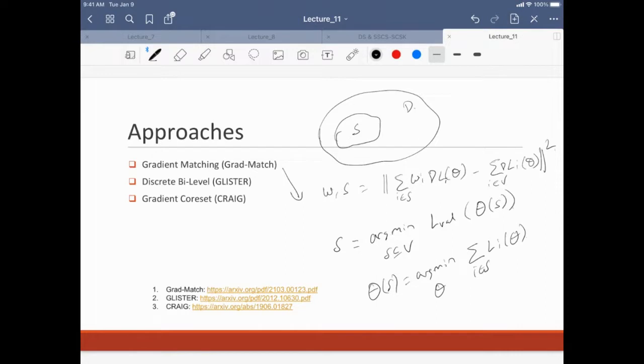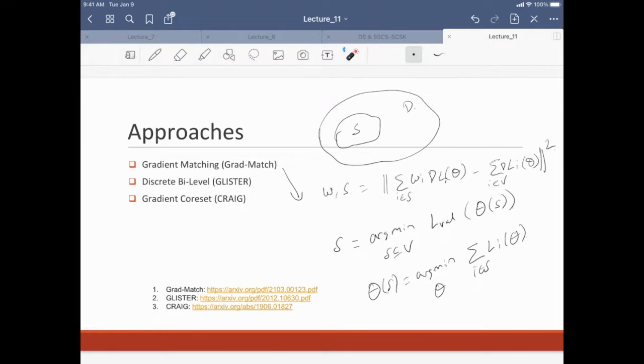So essentially, this problem is a bi-level problem because, given a subset S, we are trying to achieve the best parameters where you train on a subset S, and we want in turn to have the smallest validation loss, right? This is a paper called Glister, and then there's one more called Craig. Craig is very similar to gradient matching, but it does it in a slightly different way.